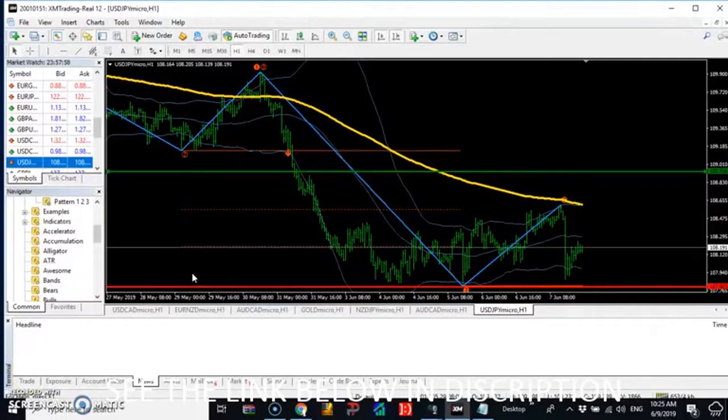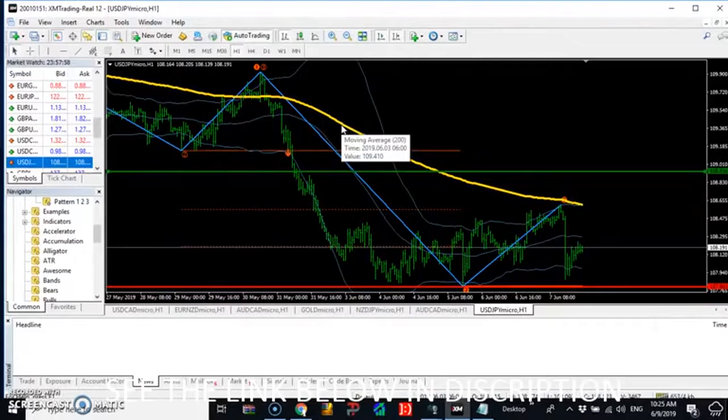So as you can see, we apply a Bollinger Band of period 50. As you can see, I'm touching it. You can see Bollinger Band period 50. Okay, good. And we apply a simple moving average of period 200, as you can see.